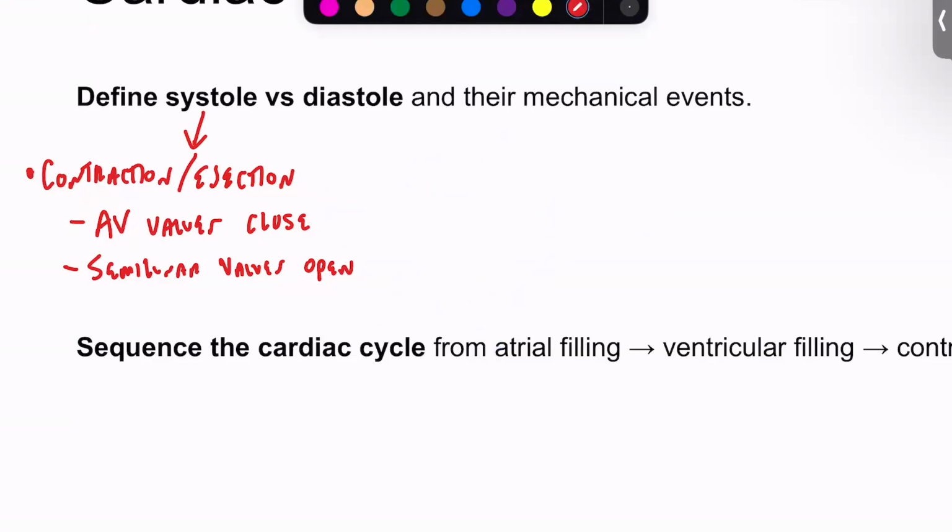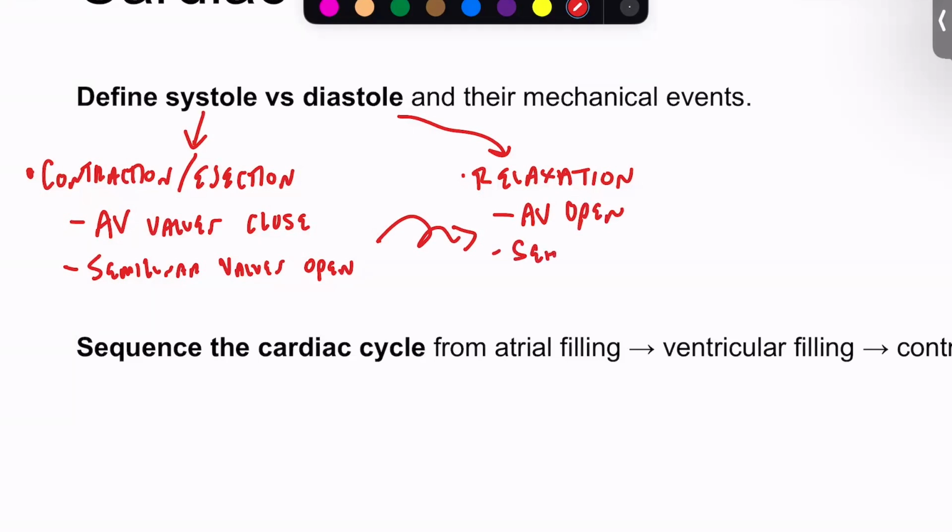Okay, then we've got diastole. When you hear diastole, think of relaxation. That's when your ventricles are going to relax, the opposite of here. So the AV valves are open, and our semilunar valves are going to be closed. And just remember, this is also when our coronary arteries fill.